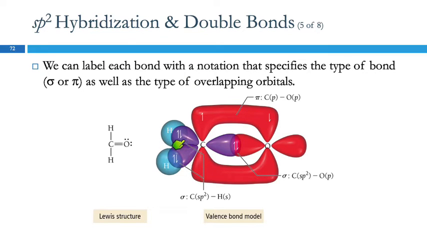And then we can describe these bonds between carbon and hydrogen. Again, it's a sigma bond. The carbon is using an sp2 hybrid orbital, and the hydrogen is using an s orbital.